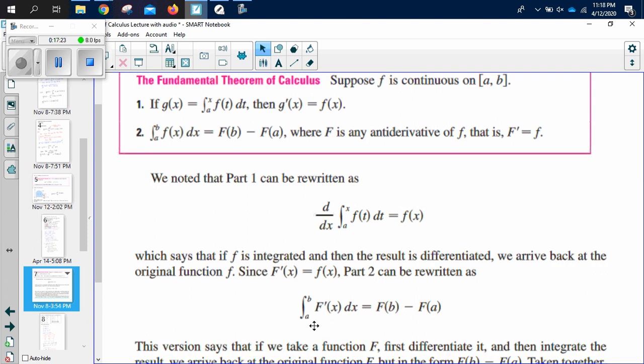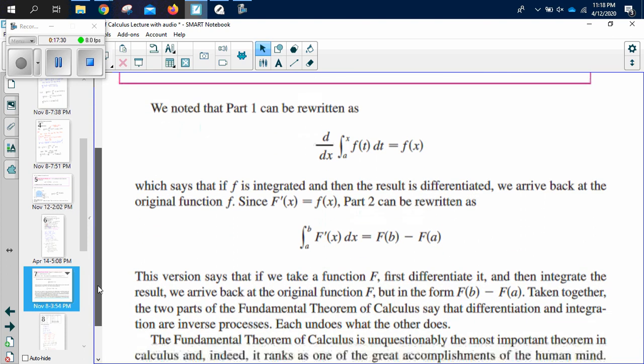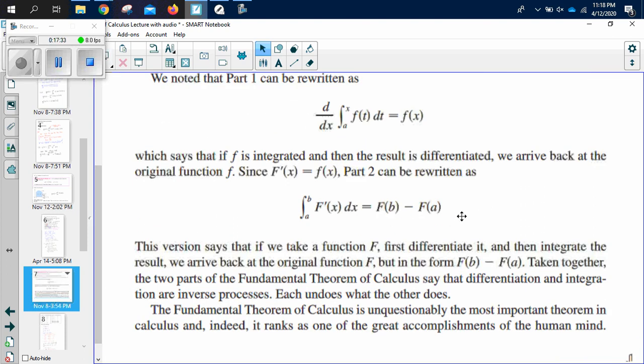So that's saying that if we differentiate a function and then we integrate it, we get back the original function, but evaluated at b and then at a. So if we first differentiate and then integrate the result, we arrive back at the original function f, but in the form f of b minus f of a.